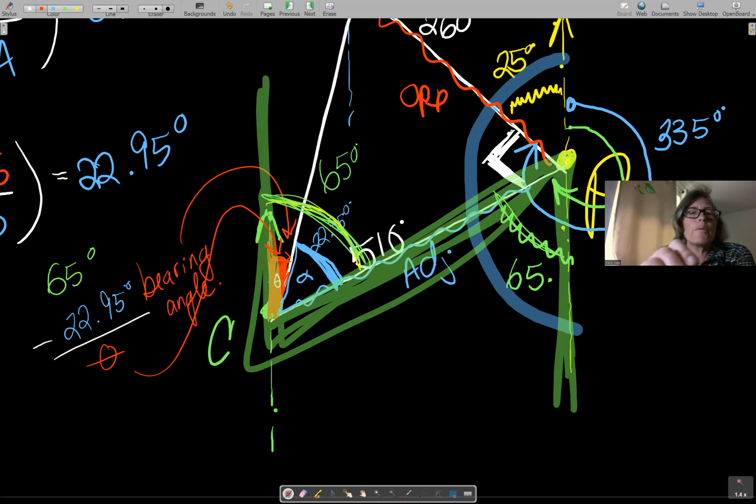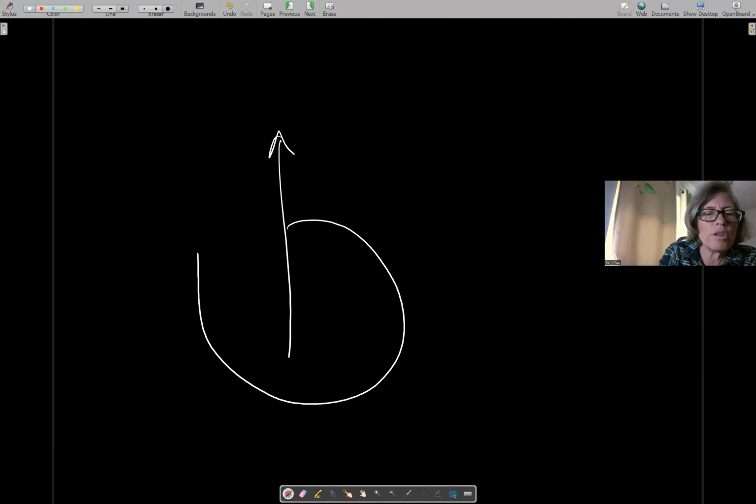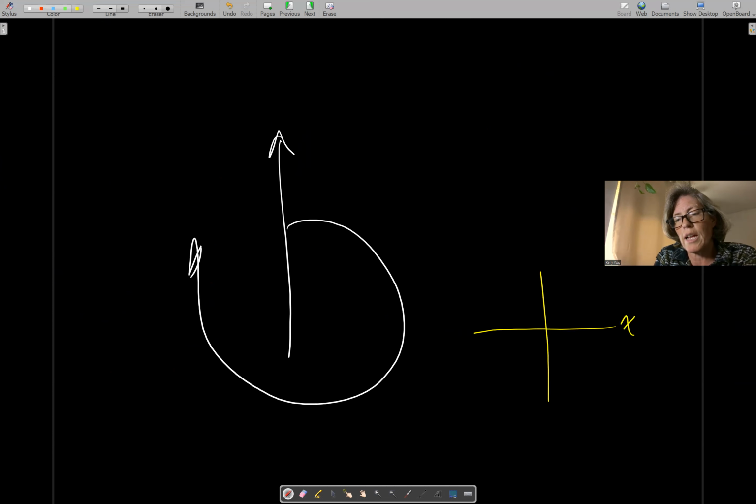So to recap, bearing is always taken from the north line and it always travels clockwise, which is different from the unit circle, where you start at 0 degrees on the x-axis and always go counterclockwise. So the unit circle and bearings are not interchangeable.